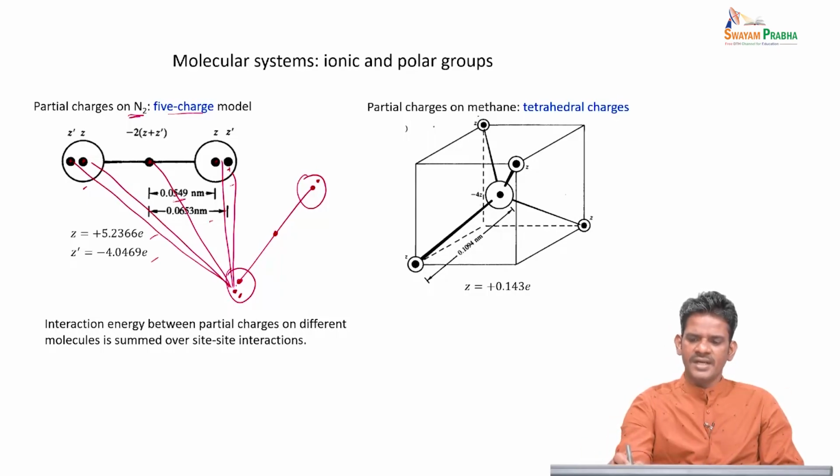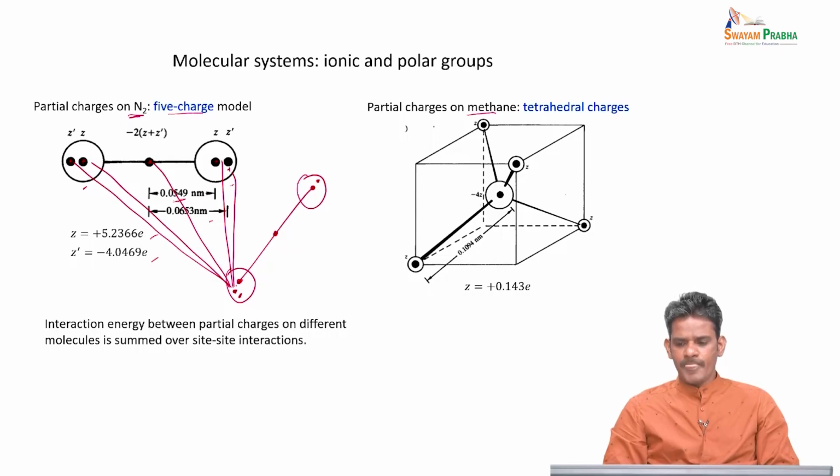And then similarly, if you look at methane, methane is a tetrahedral molecule. There is a carbon at the center here, and then 4 hydrogens. And the way the charges are distributed here is that a charge of minus 4Z is on the carbon, and Z charges are on the 4 hydrogens at the tetrahedral points. The magnitude of charge is given here.